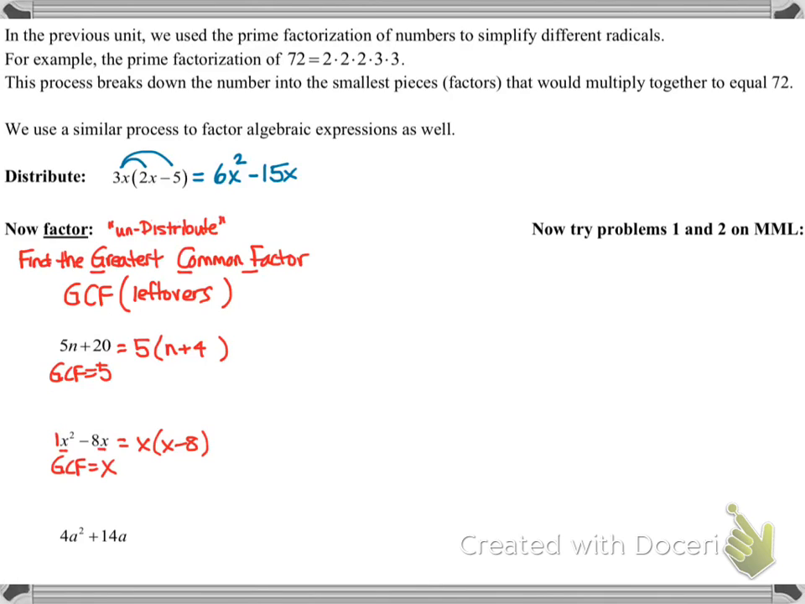In our last example, I've got 4a squared and 14a. The GCF between those two is 2a. They both have a 2 in common. They both have an a in common. So I'm going to factor a 2a out. And then when we undistribute that 2a, or rather divide both of those terms by 2a, we're left with 2a and then plus 7. Again, if I redistributed that 2a, we would be left with that original expression.